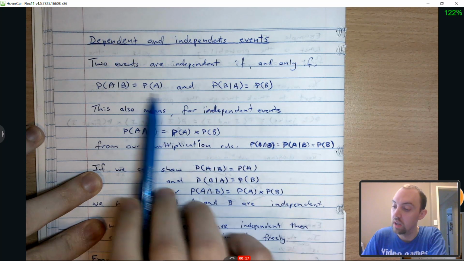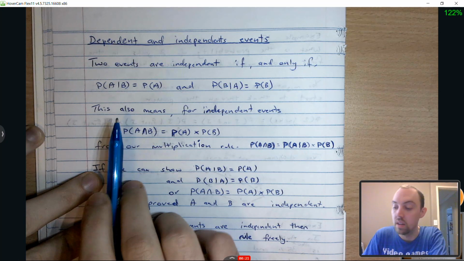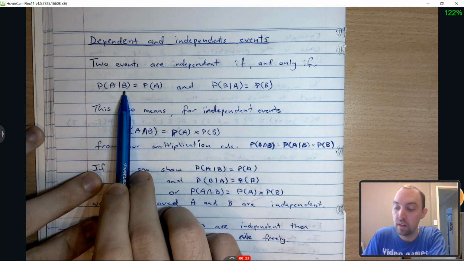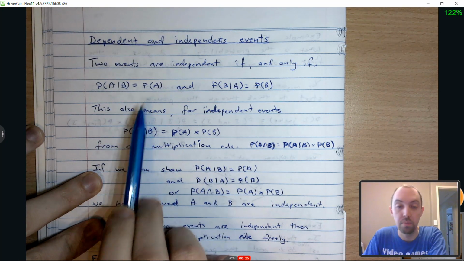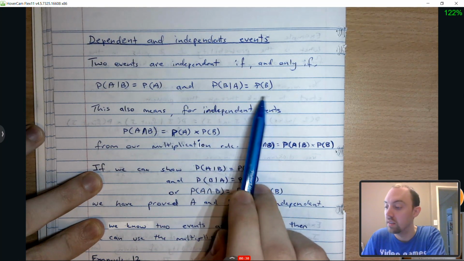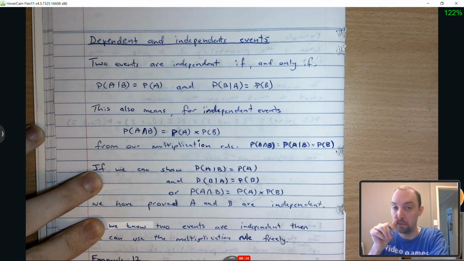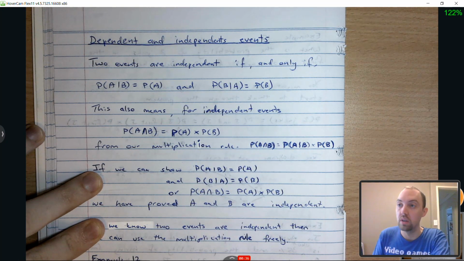two events are independent if and only if the probability of A given B is still just the probability of A, and the probability of B given A is equal to the probability of B, because independence is where the probability of one does not impact the probability of the other.